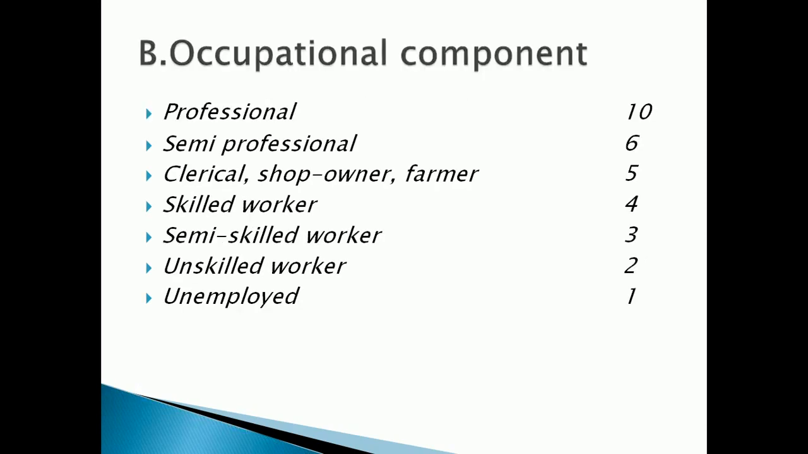Then come to occupations. In occupations, the highest is the professional group again. Okay, so that is 10. The total highest score for occupation is 10. Then semi-professional 6, unemployed 1, unskilled worker 2, skilled worker 4, like that.